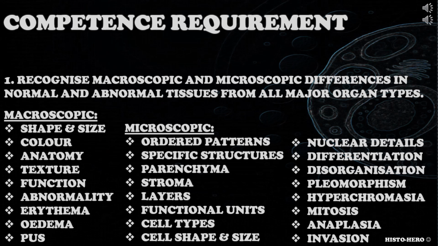What are the macroscopic and microscopic differences in normal and abnormal tissues for major organs? Consider shape, size, color, texture, anatomy, function of organs, macroscopic abnormalities, erythema, edema, pus, necrosis or fibrosis. Also consider microscopic differences like cell size, shape and type, mitosis, differentiation and arrangement, nuclear appearance, stroma, parenchyma, and blood supply, layers, ordered patterns or dissociation, pleomorphism, hyperchromasia, anaplasia or invasion. Also consider your training and competence in this area.